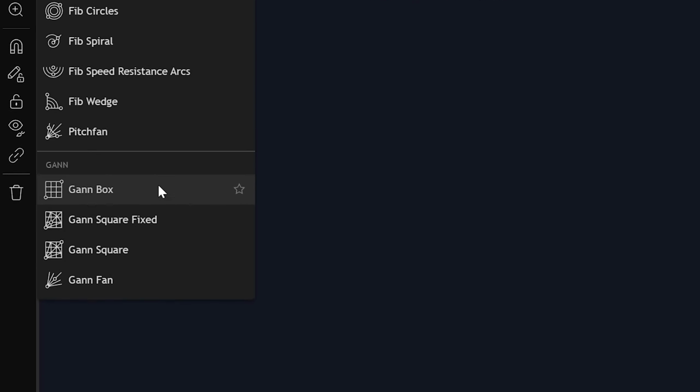To do this, go to the left-hand side toolbar, click this arrow, and switch to the Gann box tool. This should give you something that looks like this.